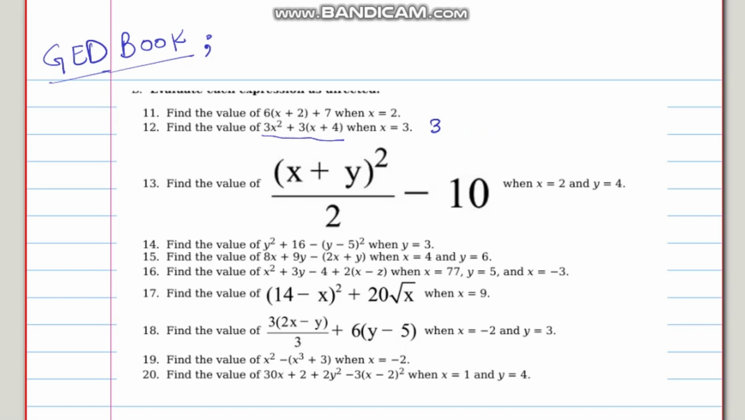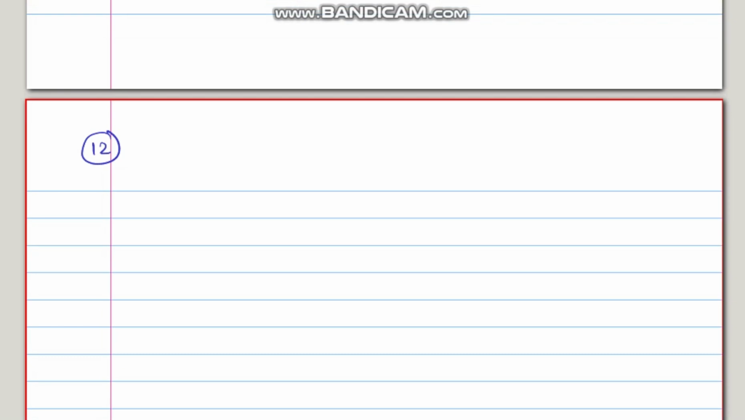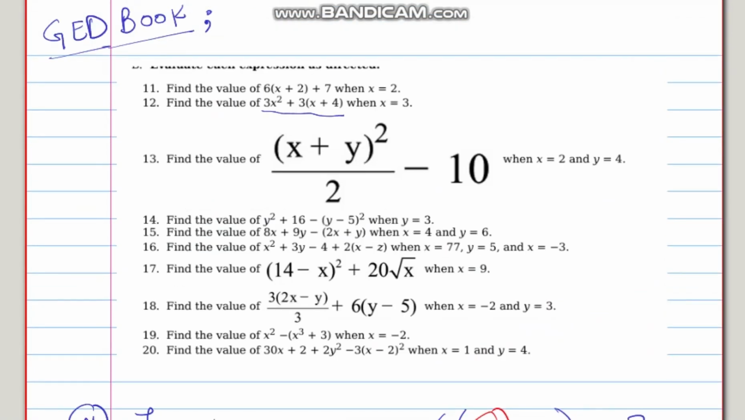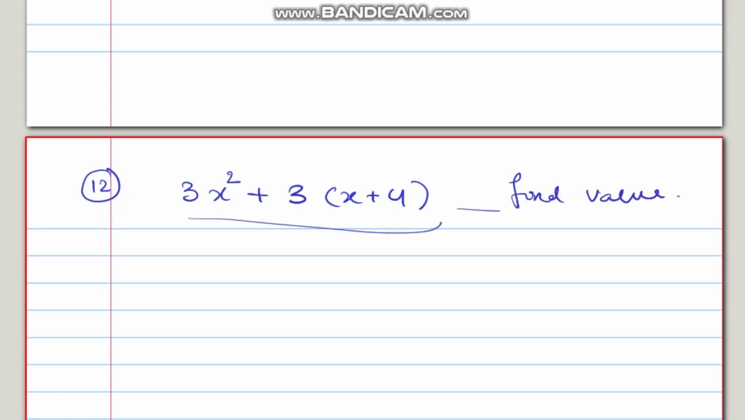Let me write this question. I will explore it below. This is question number 12, and the question is 3x square plus 3 into x plus 4, and find the value of this thing, when x is equal to 4.